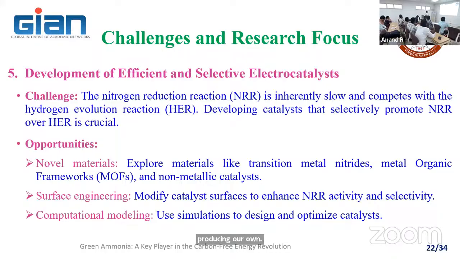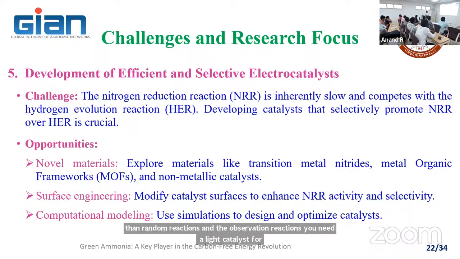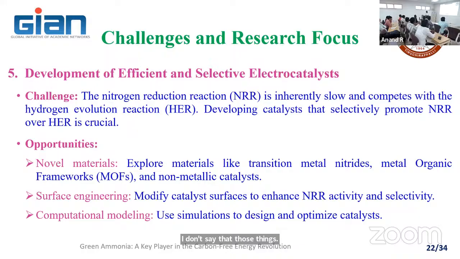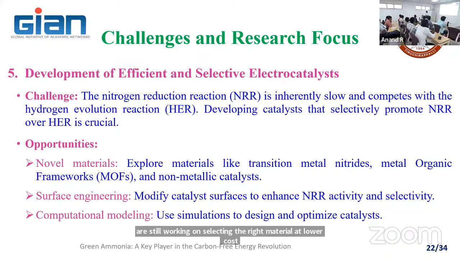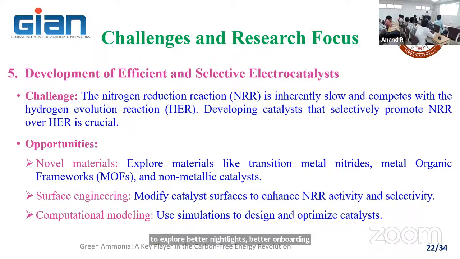Development of efficient, selective electrocatalysts for nitrogen reduction reactions and oxidation reactions. You need the right catalyst for enhancing the reaction at both the anode side and cathode side. Novel materials are still being worked on, to select the right material at a lower cost. So explore materials like transition metal nitrides and metal organic frameworks. Instead of a single material, you can go for a bi-metal catalyst, where one is low cost and another is high cost, so that we can reduce the catalyst cost. We need to modify the catalyst using new advanced methodologies.